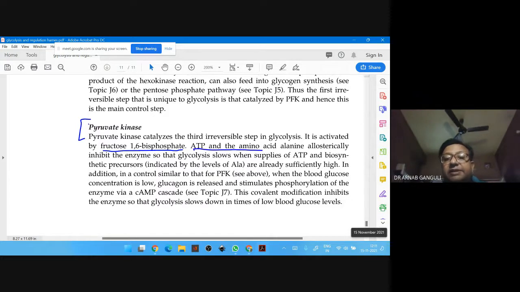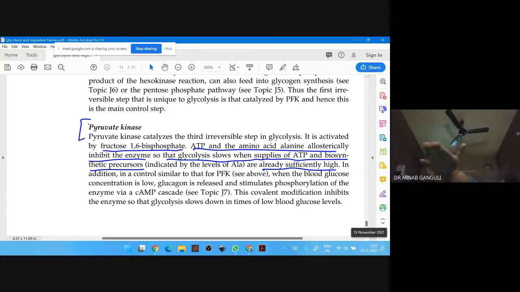ATP and the amino acid alanine, allosterically from another side, inhibit the enzyme so that glycolysis slows when the supply of ATP and biosynthetic precursors is already sufficiently high. A lot of it is present. Why should pyruvate kinase make more pyruvate and more ATP? Because you already have very high supplies. It is not needed. So this is the regulation of glycolysis.